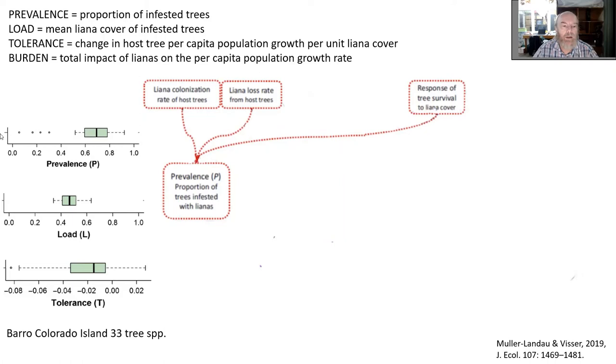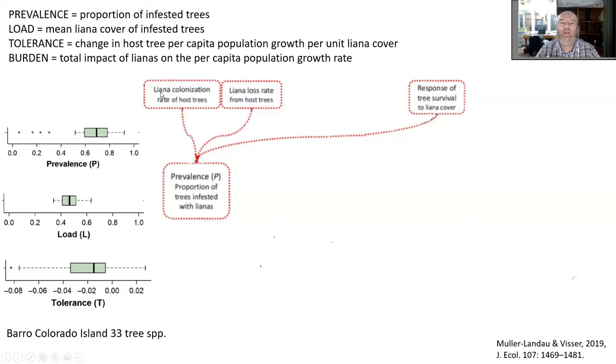Okay, then load means the liana cover of infested trees. It's usually measured as the leaf area. And so again, the average load was about 45%. So the leaf cover was 45% on lianas, quite high. Tolerance is the change in host tree per capita population growth per unit of liana cover. So that is really the impact of lianas. As you can see, it's uniformly negative. Lianas are really inconveniencing the trees, and again, can be of different degree. And then burden is the total impact of lianas on the per capita population growth rate. The difference from tolerance is that this is the population-wide average, including trees which are not attacked.